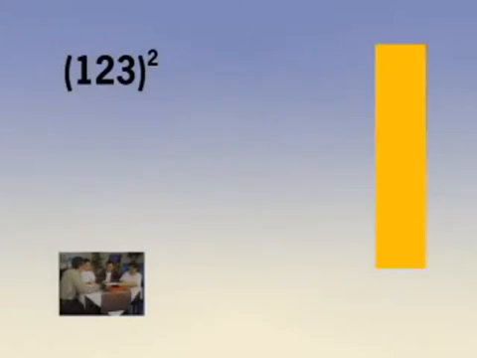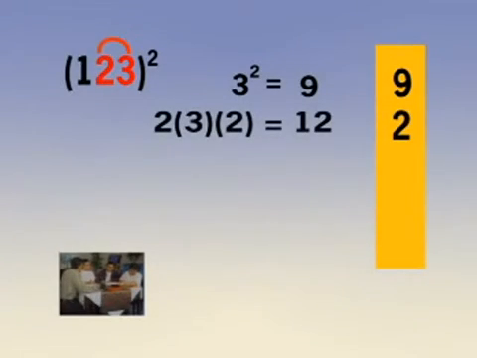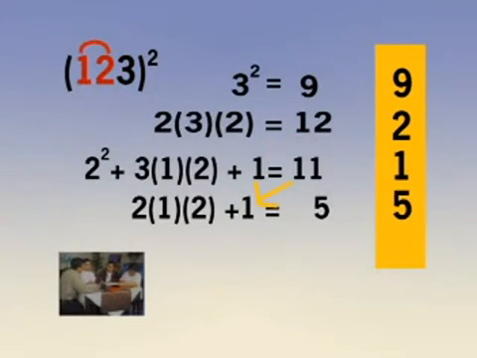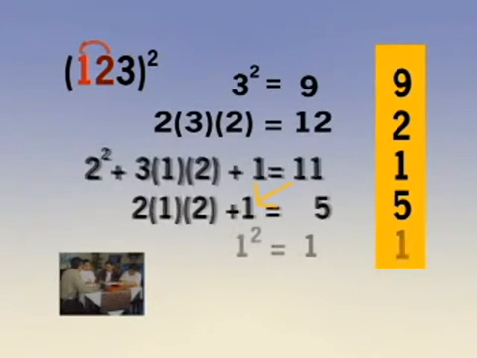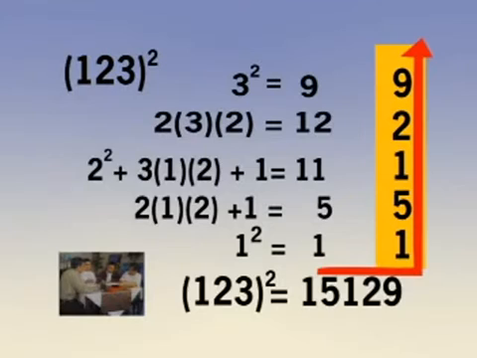Yes, start with the rightmost digit. 3 squared equals 9. 2 times 3 doubled equals 12, carry 1. 2 squared plus 3 times 1 doubled equals 10, plus the 1 we carried over equals 11. 2 times 1 doubled plus the 1 we carried over equals 5. 1 squared equals 1. Thus, the square of 123 is 15,129.